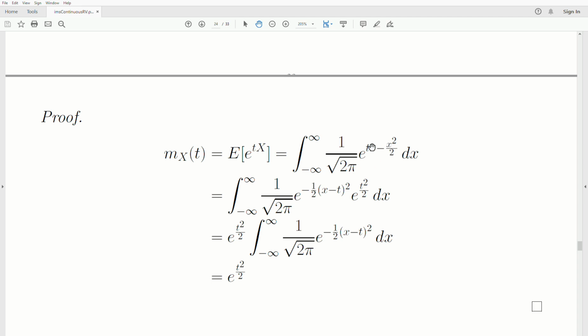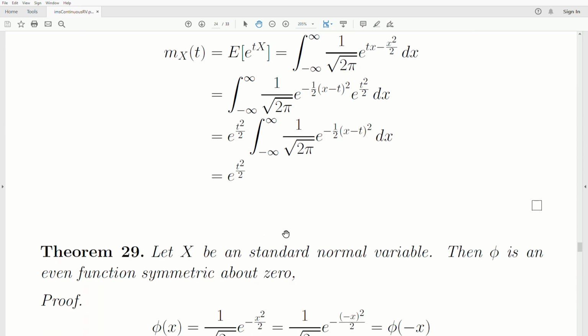Then from this exponent, we factor out a minus 1/2, and then we complete the square, and there's a constant left over. Well, we take that constant and move it out because it's not part of the x world. And then what's left over becomes what's called a normal distribution with mean t. And this integrates to 1. So that's often what you try to do, is you try to trick your integral into looking like a common probability density function. And you know it integrates to 1. And then what's left over is e to the t squared over 2.